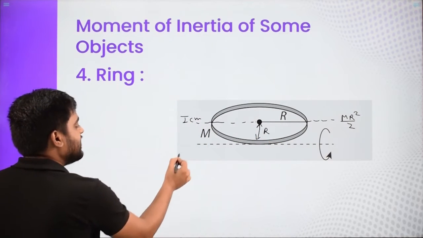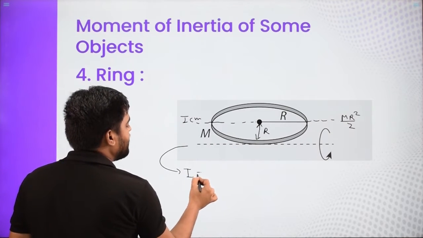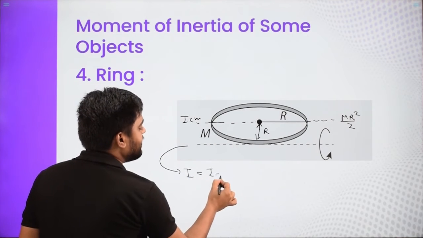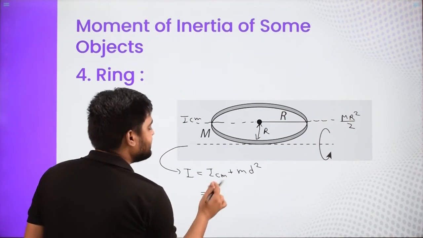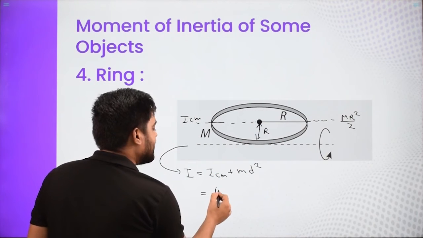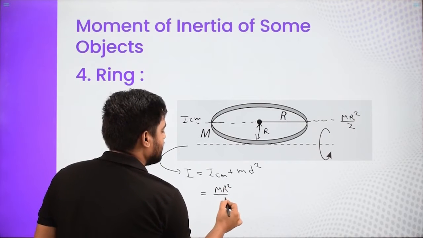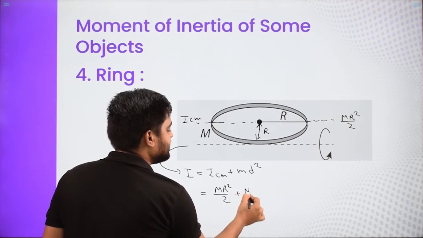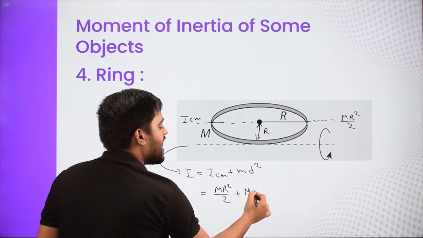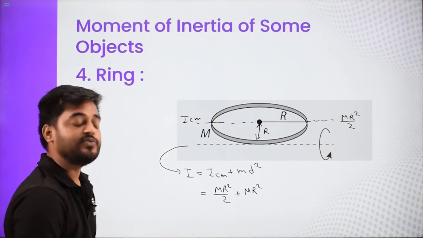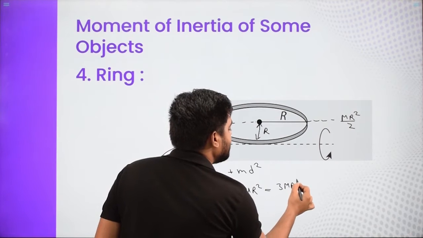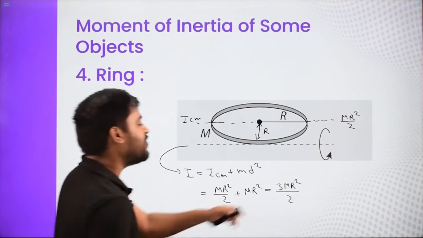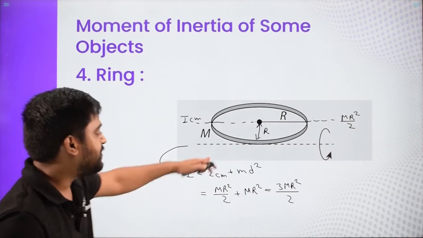So I will say that this I, moment of inertia about this axis is nothing but ICM plus md square. ICM I already knew that it is mr square by 2 plus mass of the object which is m and distance which is r, so r square. So mr square by 2 plus mr square gives me 3 mr square by 2 or 3 by 2 mr square. So this is the moment of inertia about this particular axis.